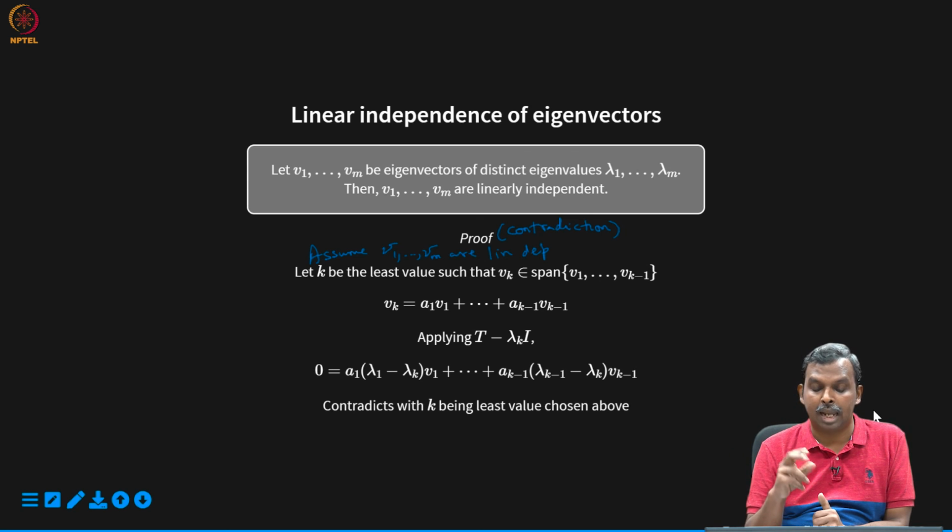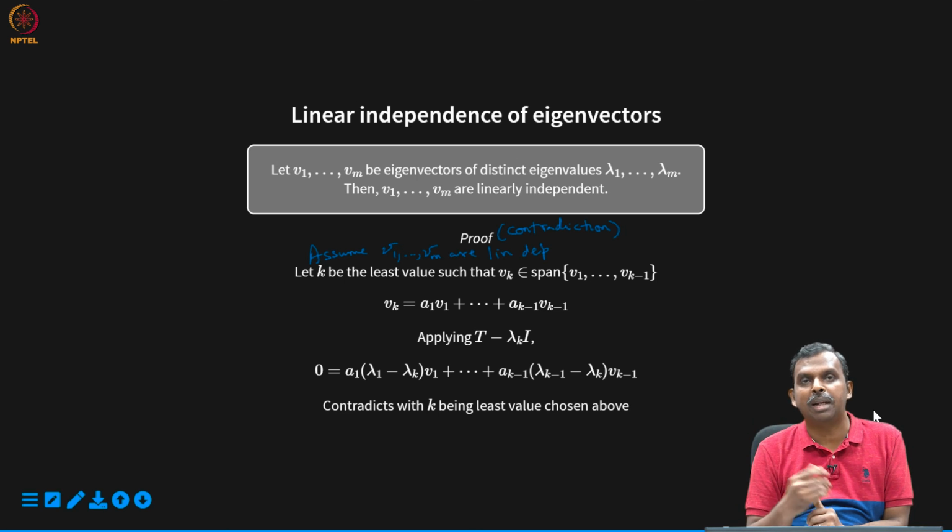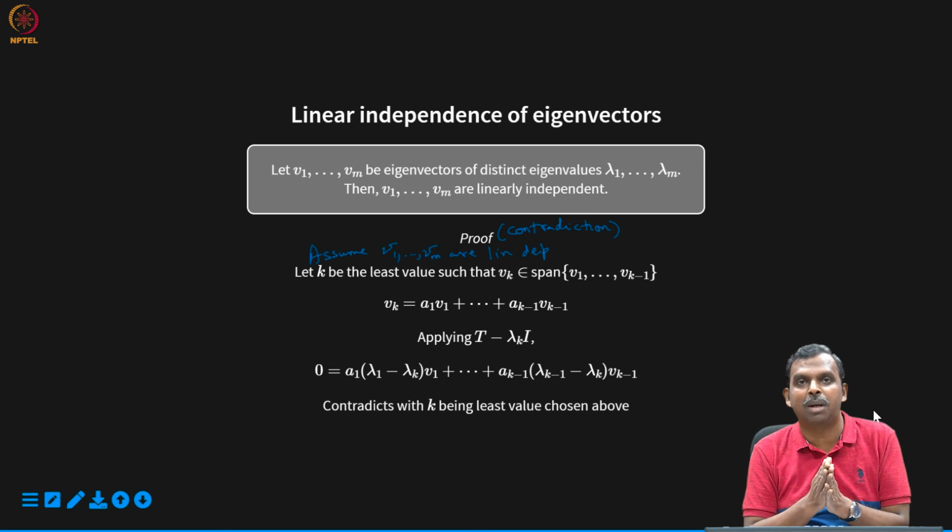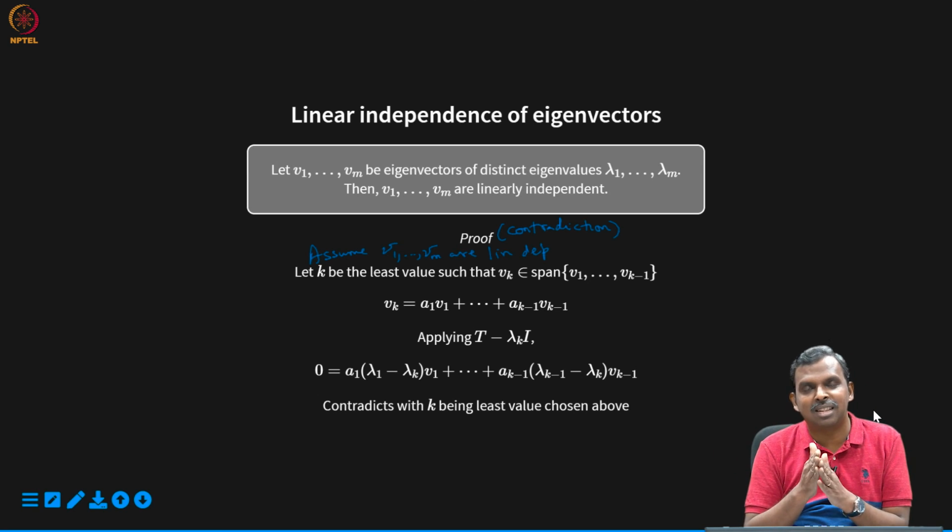a1 times (lambda 1 minus lambda k), up to a(k minus 1) times (lambda k minus 1 minus lambda k). Notice not all the ai's will be 0, that's the linear dependence lemma. And all these lambda i minus lambda k are non-zero, so out of this also there will be something non-zero. At least one ai times (lambda i minus lambda k) will be non-zero, which means what? V1 to Vk minus 1 is linearly dependent. If so, you use the linear dependence lemma, there should be something else in the span, and my k being the least is violated.